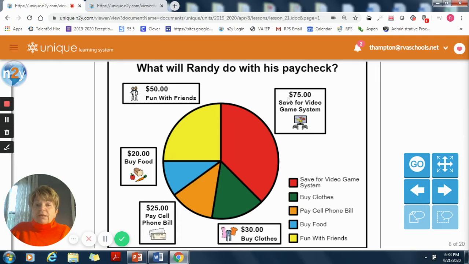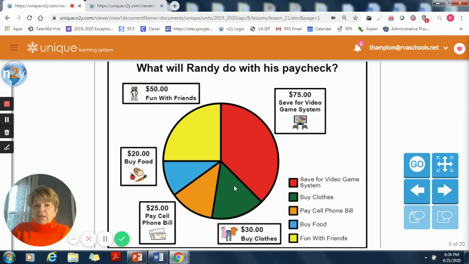Now, before Randy could really make these decisions, he had to understand how to count out money. And he had to understand how much an item costs and how much he has to put away for it. So that's what we're going to start doing today. We're going to start off, like I said, very, very simple. We're just going to count out simple amounts of money. But by the end of the week, we're going to be counting out dollars.